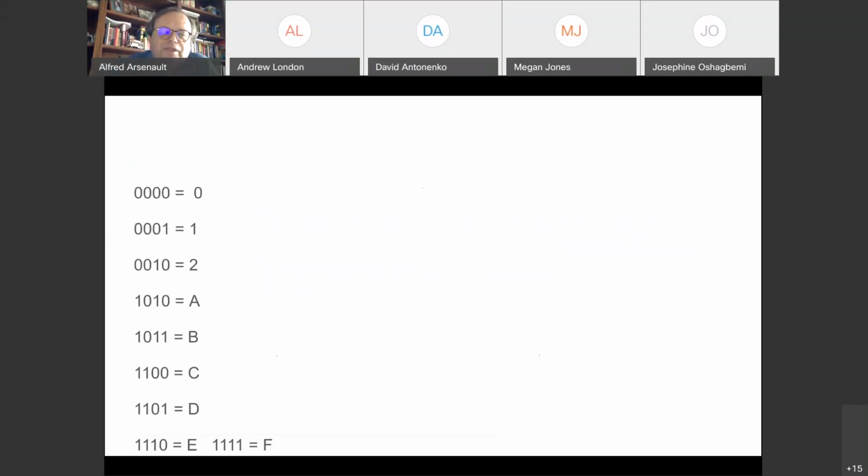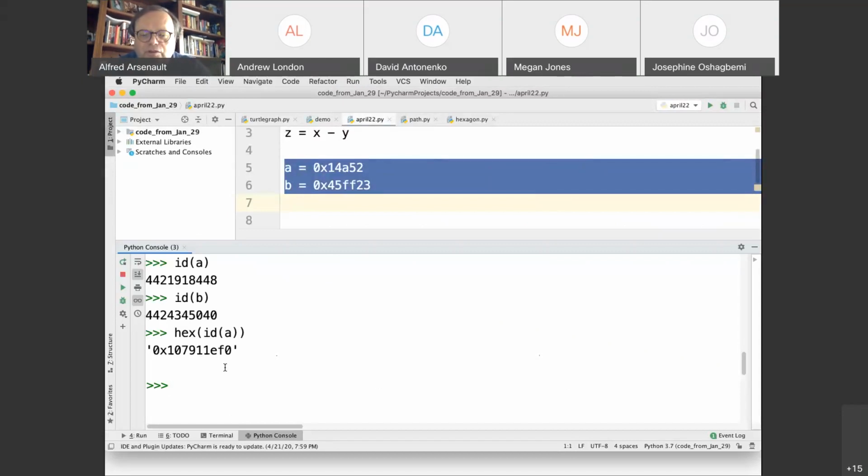You can construct a very simple table, and I'm trying to remember if I put it in the slides or not. Yeah. Here is a summary of the table. We'll actually go to PyCharm and show this. Hex of 0B1111 is 0xf or 15. Int of 0B1111, you can see is 15. That's represented by the hex digit F. It's 15 base 10.